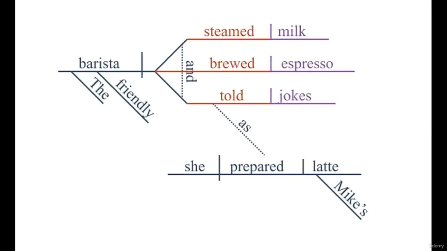And here is the sentence with just a little bit of color to help make this a bit clearer. And we see past tense verb direct object 3 times in a row. So this compound verb is parallel. If we wanted to, we can also color prepared red and latte purple to be completely consistent.